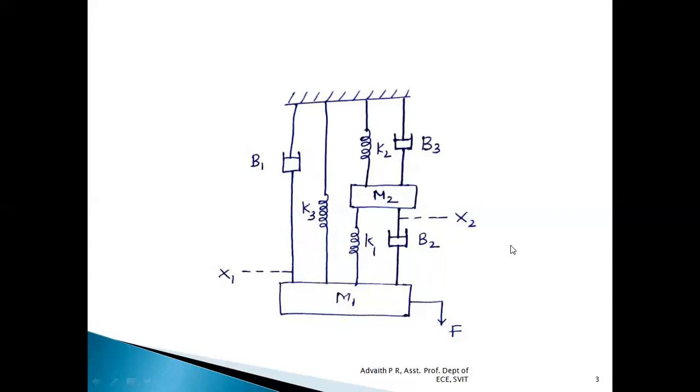The same thing is being written over here. We have displacement x1 with respect to mass M1, which is in the direction of force F. We have displacement x2 with respect to mass M2, again in the direction of force F. Whereas we don't have any other displacements, because for B1 and K3, one end is connected to M1, the other end is connected to rigid support. So a special displacement is not there for B1 and K3.